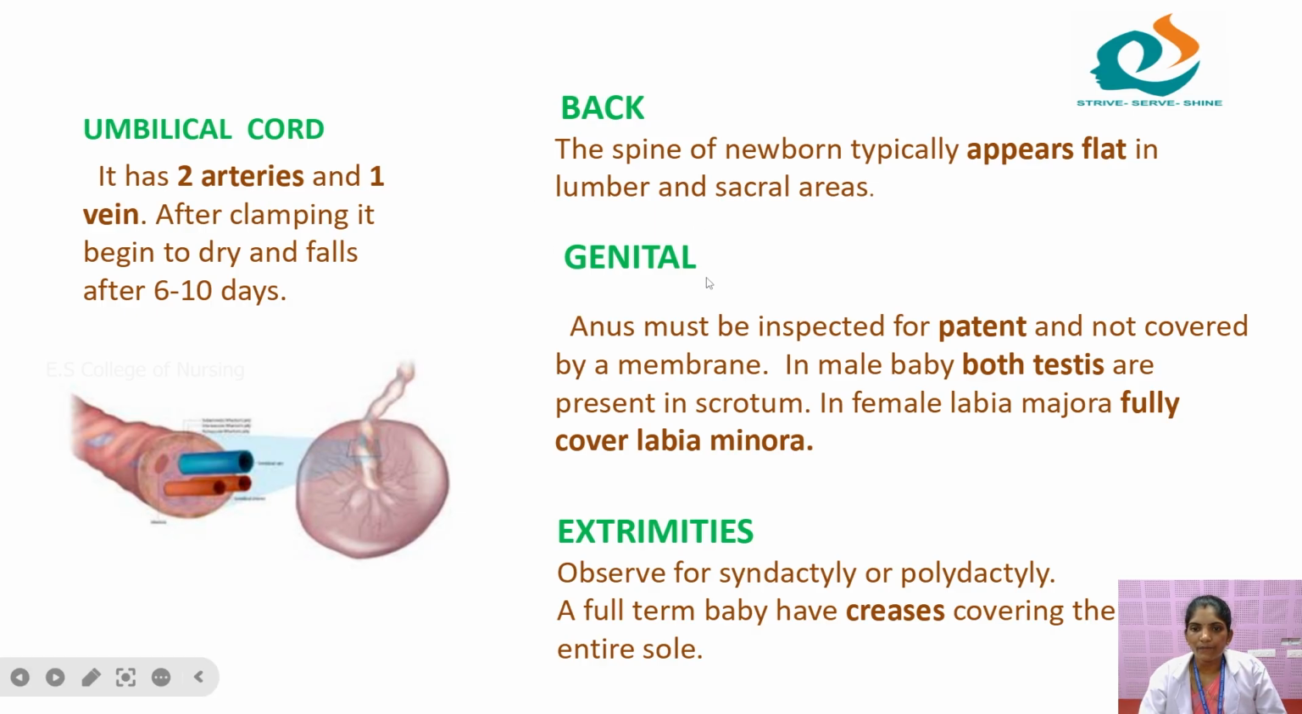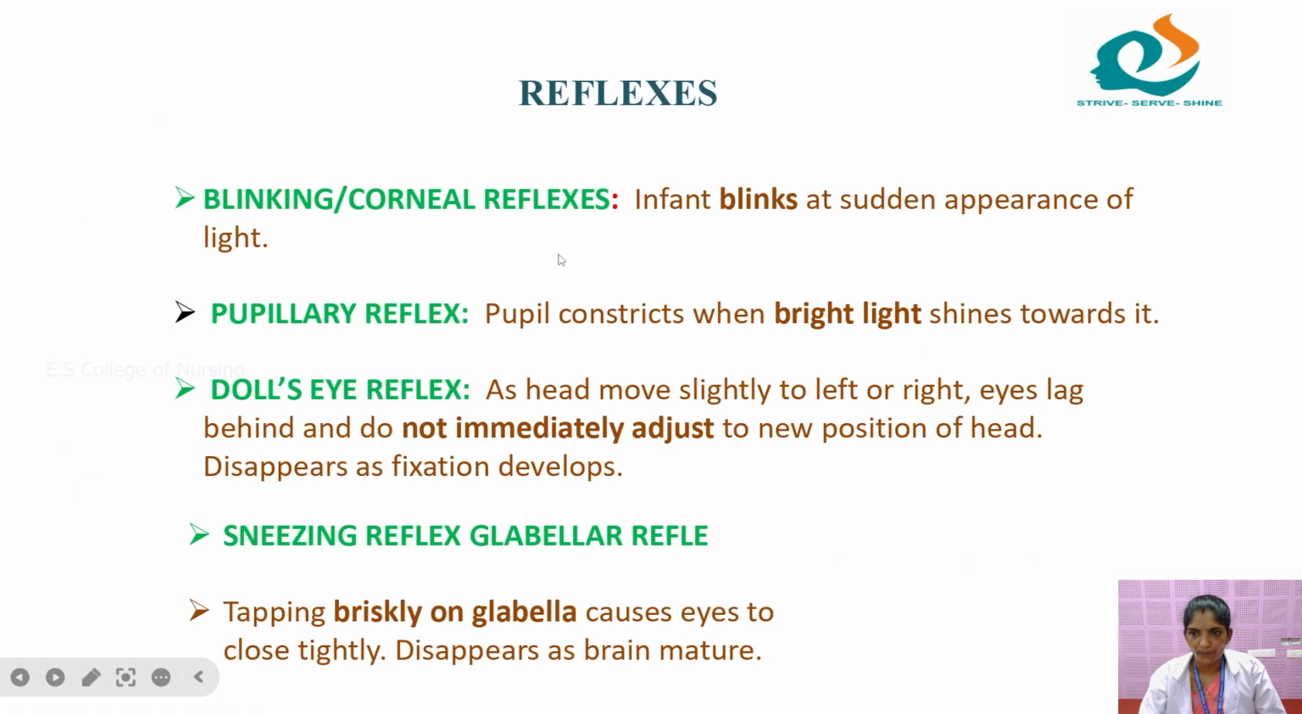Next we have to assess the genital region. Anus must be inspected for patency and not covered by a membrane. In male baby both testes are present in scrotum. In female labia majora fully cover labia minora. Then we have to assess the extremities. Observe for syndactyly or polydactyly. A full-term baby has creases covering the entire sole.